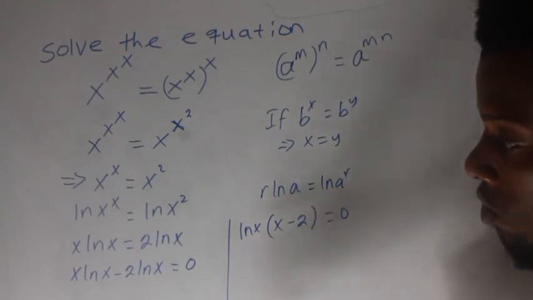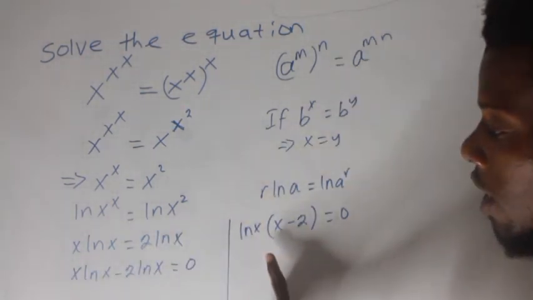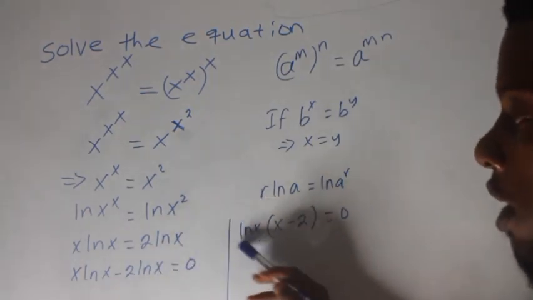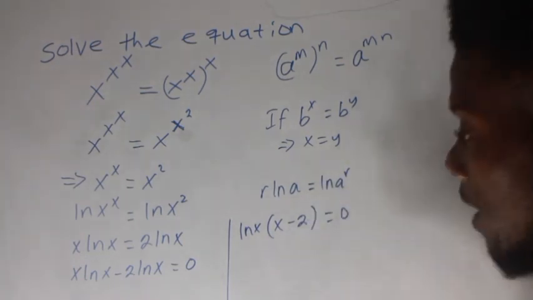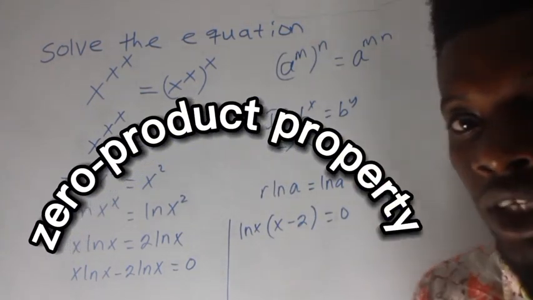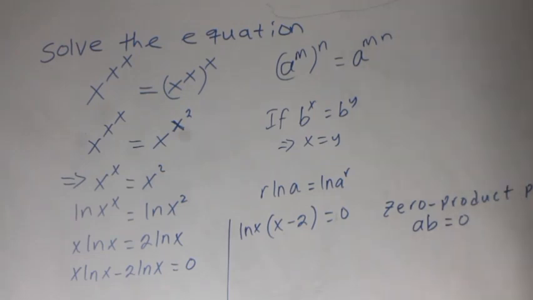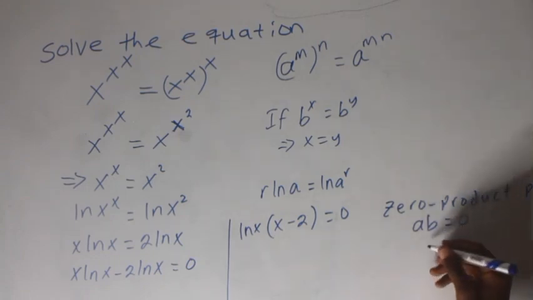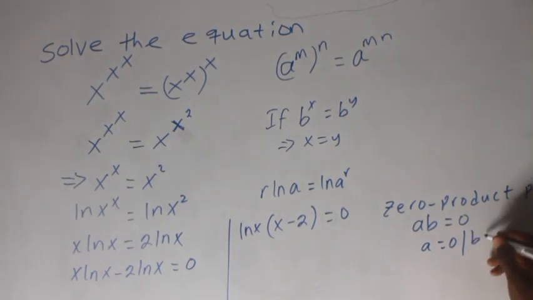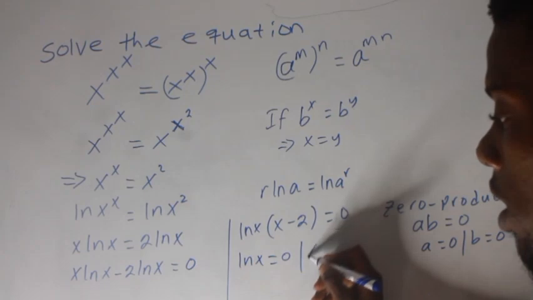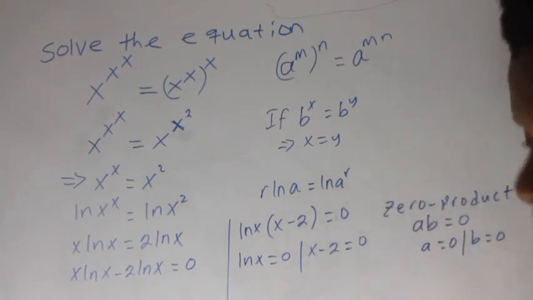How did I get the x minus 2? x ln x divided by ln x is just x, and 2 ln x divided by ln x is just 2. Now at this junction, I will use the zero product property. The zero product property basically states that for the product of two numbers a and b to be 0, it's either a equal to 0 or b equal to 0, or both a and b equal to 0. So I'm going to take ln x equal to 0 or x minus 2 equal to 0.